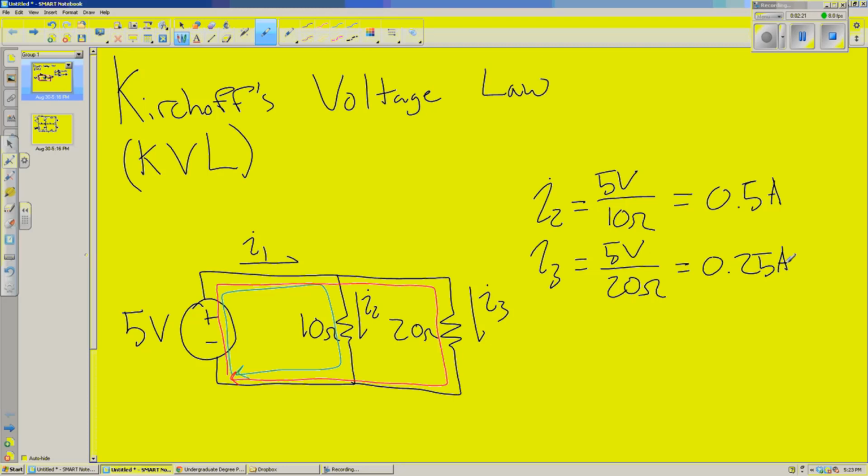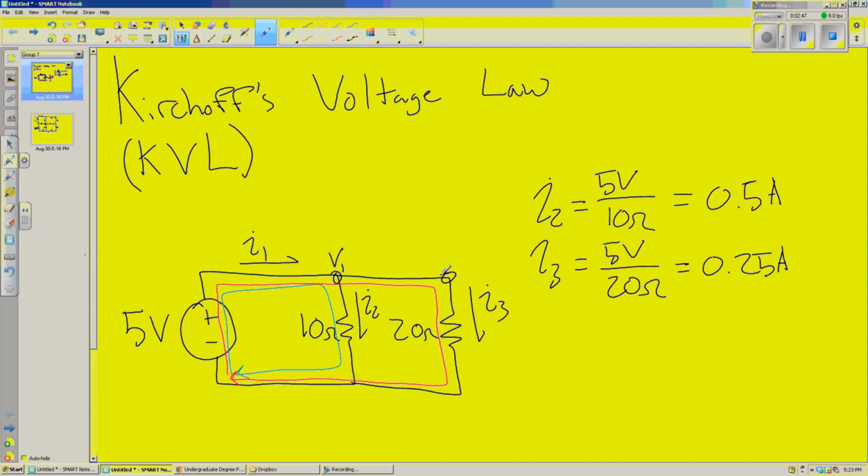Now, how did I know that the voltage is going to be the same at both these points? Well, it's the same node, right? And we covered that in the last video series. So we know V1 is going to be equal to that 5 volts for both of these currents. I get half an amp for the current flowing in the 10 ohm resistor branch and a quarter of an amp in the 20 ohm resistor branch.